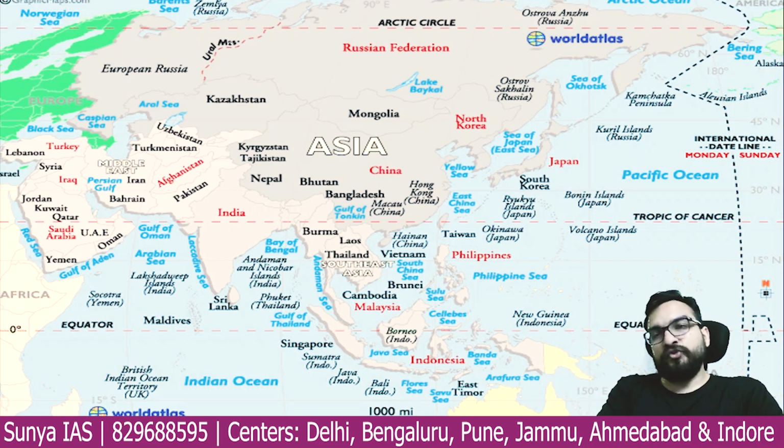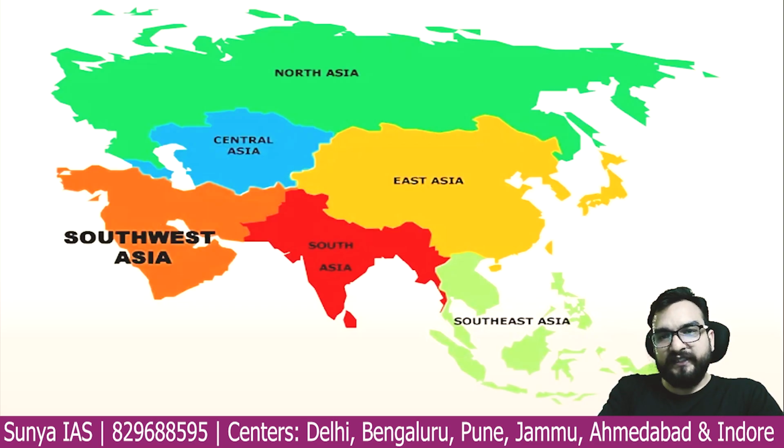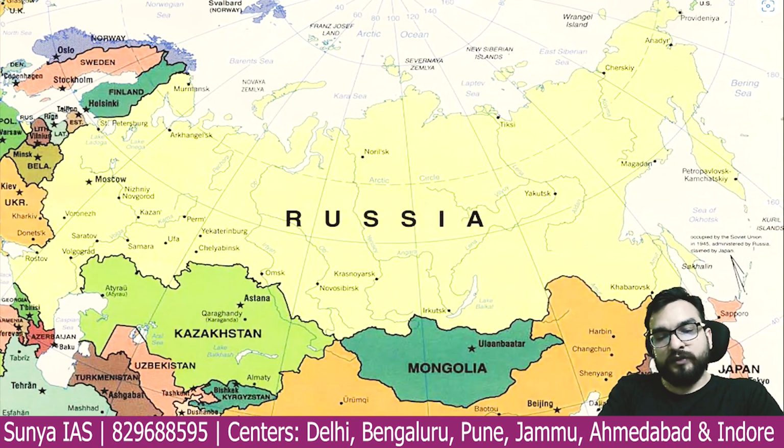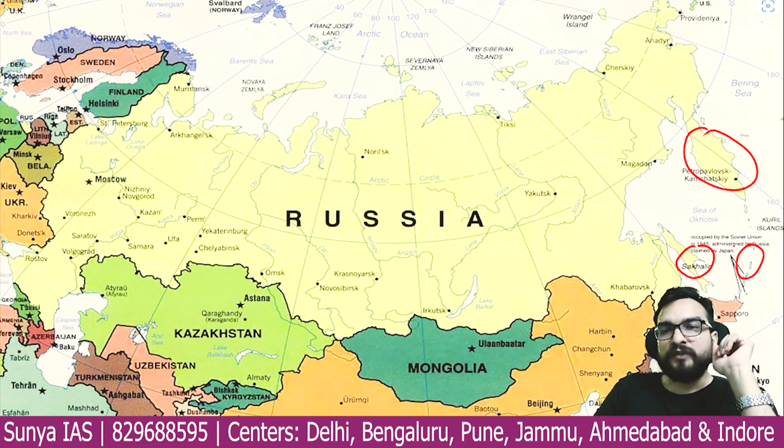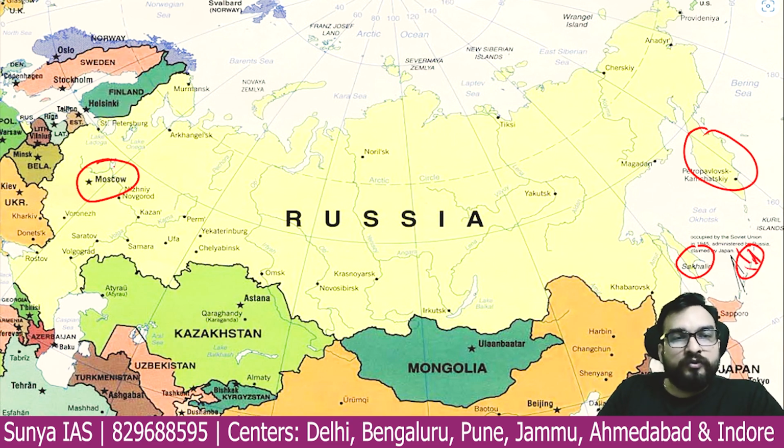Now let me tell you some important places, guys. Let me show you. We have Russia with us. Russia's seas we know. Exactly this Kamchatka Peninsula we know. Russia, Sakhalin Island, Kuril Islands we know. This much information we have. In European Russia, Moscow I know, and St. Petersburg.